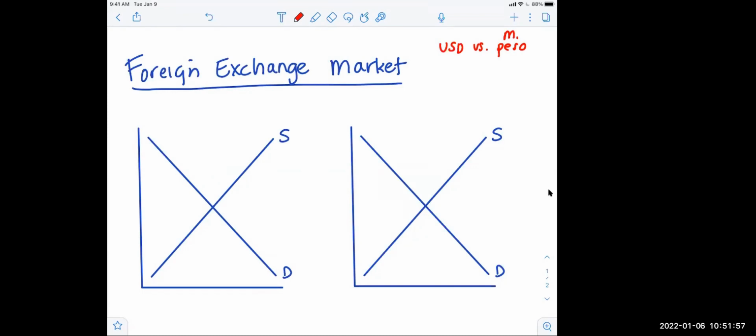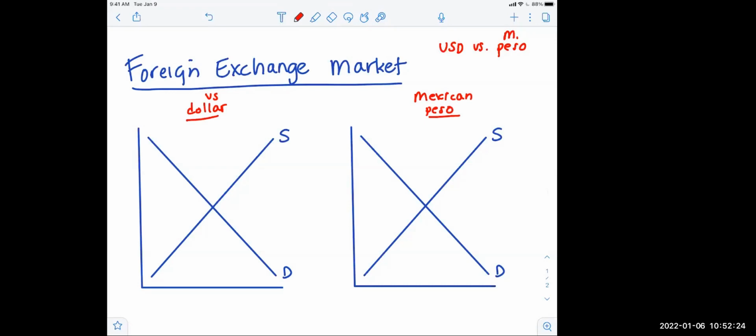So I want to do this graph over here for the US dollar, and this graph over here for the Mexican peso. Okay, so I want to show you how these two graphs would be different. And again, we're going to try to compare these two graphs with each other. Okay, I'm just trying to quit a program on my computer there. It's bothering me. Okay, sorry.